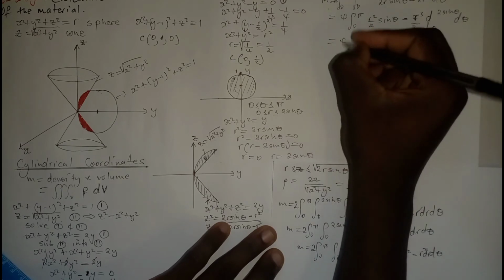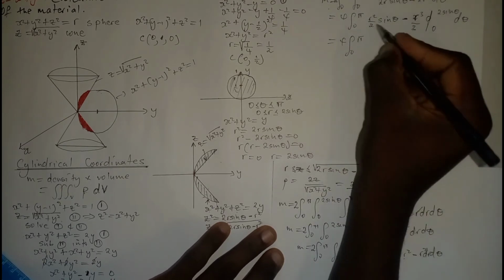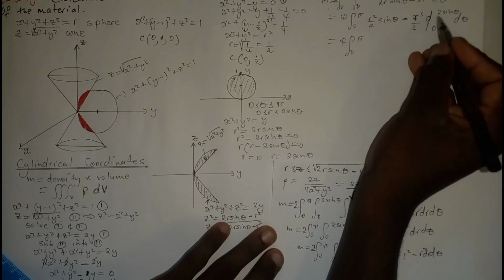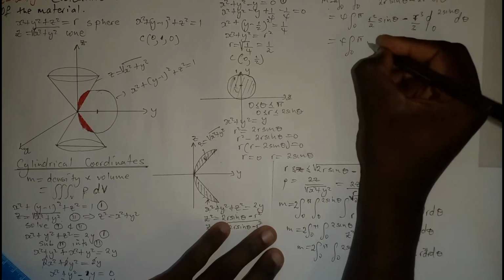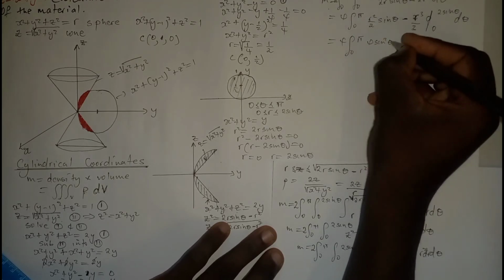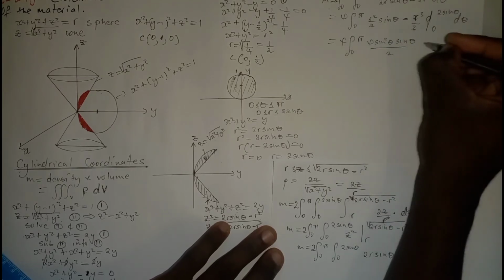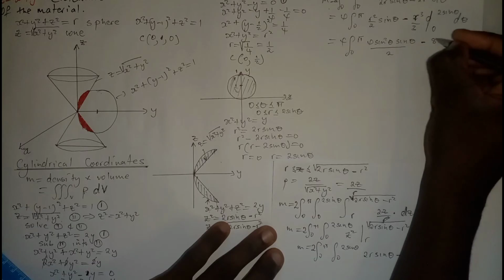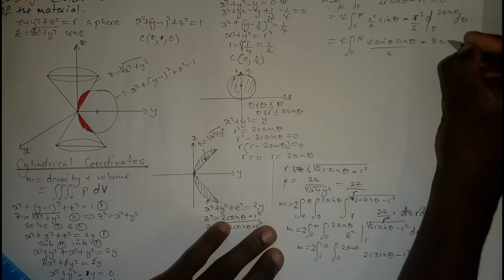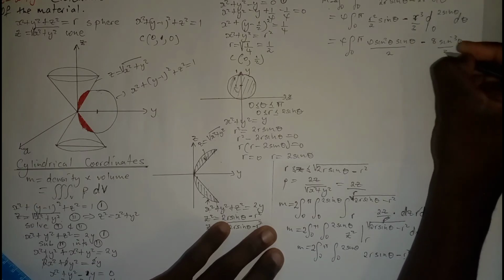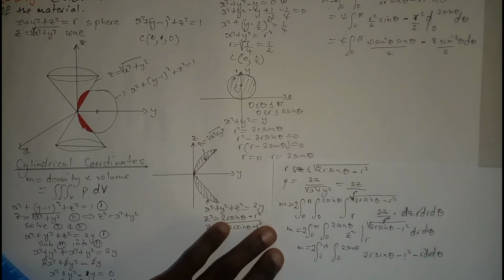And what we're going to have, from 0 to pi, and if you put 2 sine squared here, you can see we are going to have 4 sine squared theta, but we have another sine theta, so we're going to have sine theta divided by 2 minus, and we're going to have 8 sine cubed theta here over 3, and we're going to have the d theta.